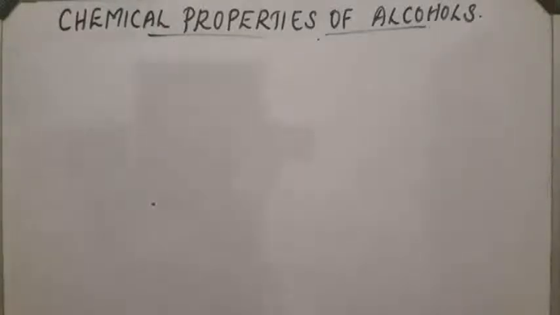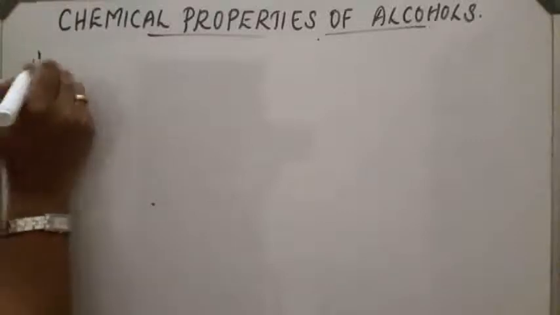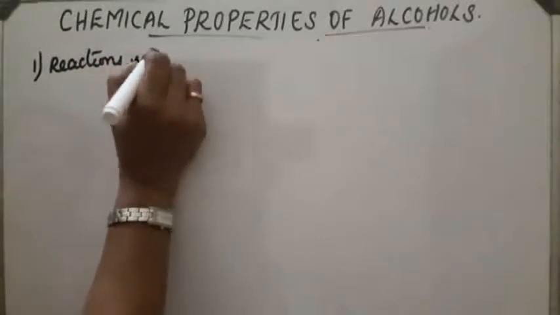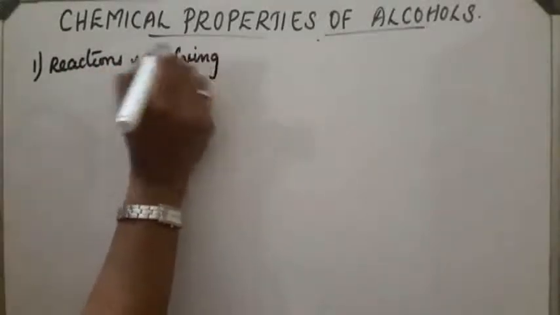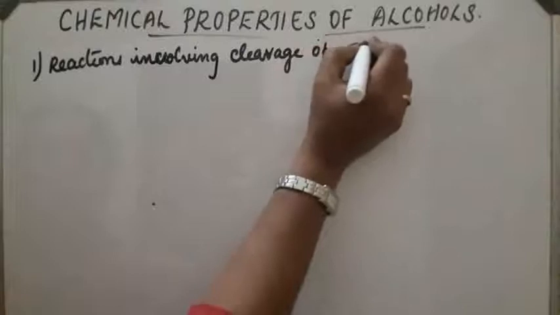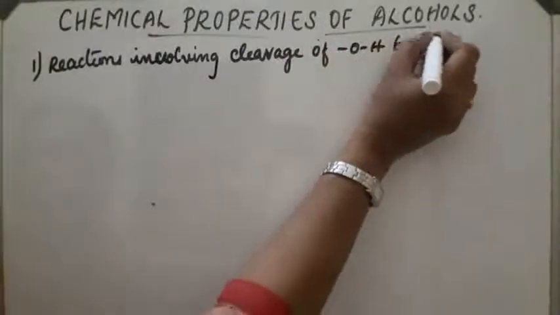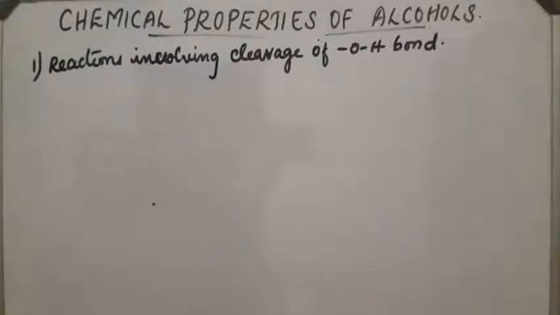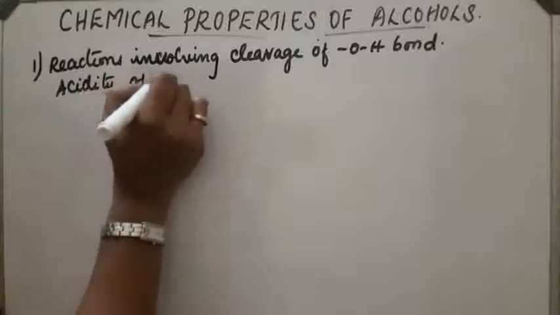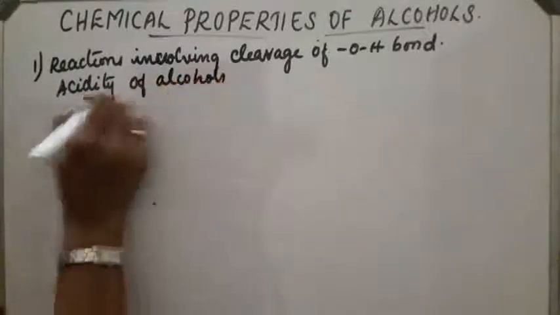Let us discuss them one by one. First case, reactions involving cleavage of the OH bond. Here the acidity of different alcohols is determined, because in the OH bond cleavage H plus is removed. So the acidity of alcohols is determined by these reactions.